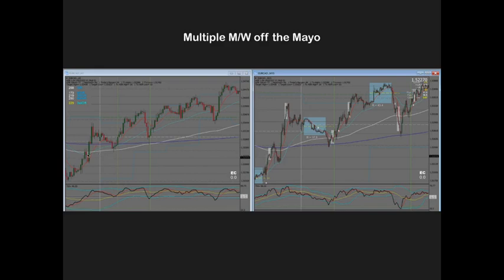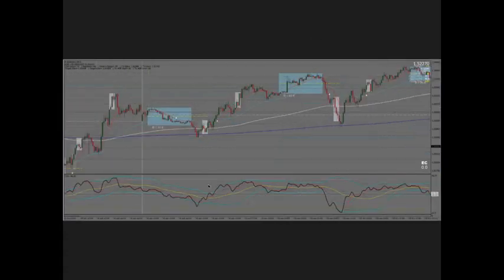We have a 1350 cross, which coincides with the 5200. First pullback to the water, you get an H150 bounce, right? Entries here and here. That's coinciding with these W's off the Mayos on the M15 here and this big one here. Okay, so let's take a look at that.